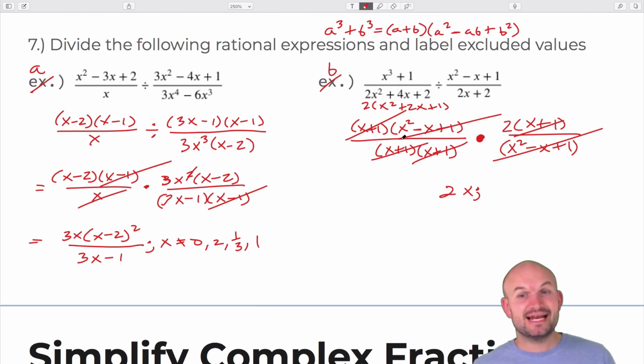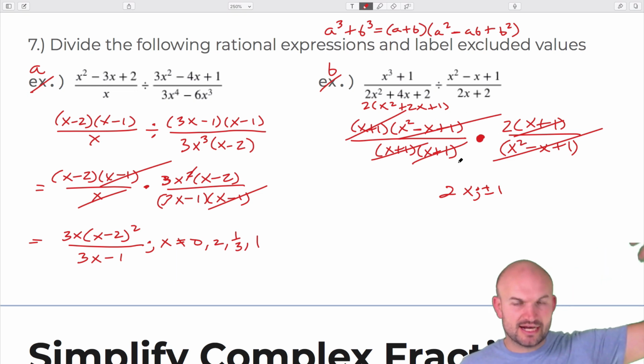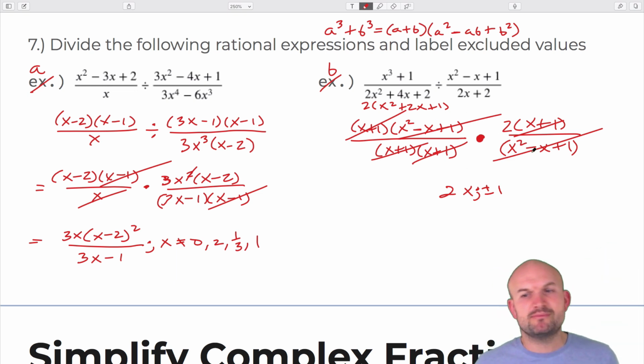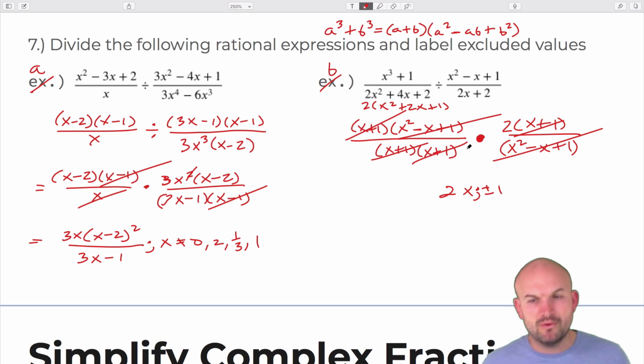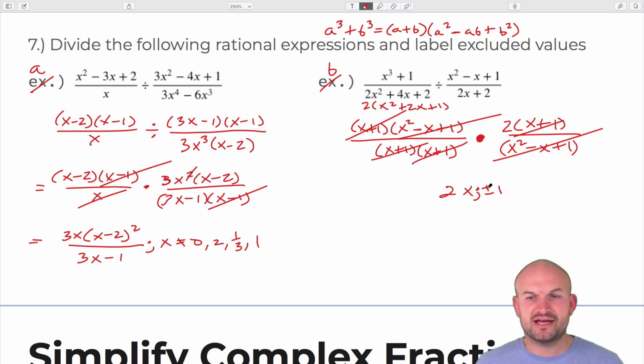So x cannot equal plus or minus 1. And then, again, with the understanding we worked through in these problems in our last unit, x squared minus x plus 1, if you set that equal to 0, you would get complex numbers. So therefore, we can confirm that those are not going to be any excluded values. So my only excluded values would be plus or minus 1.